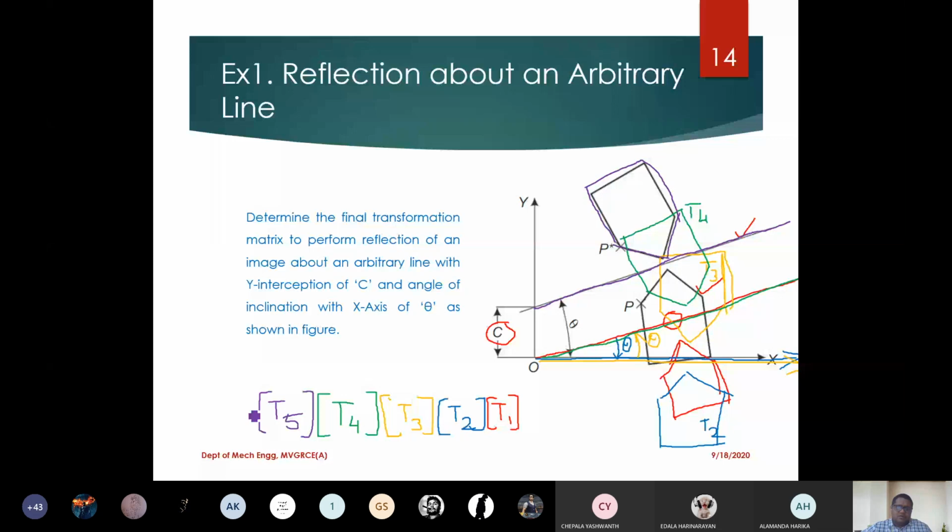I hope you understood now the procedure of concatenation, and how to divide the overall required operation into the fundamental operations, and in which way you need to multiply those matrices. So this matrix you call the final transformation matrix. You can simply put it as T or TF also, anything is fine. So T is the final transformation.